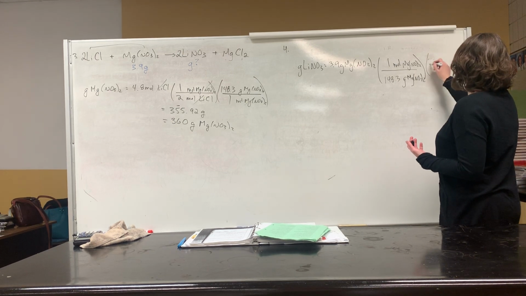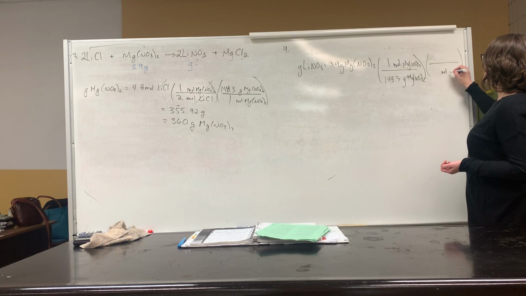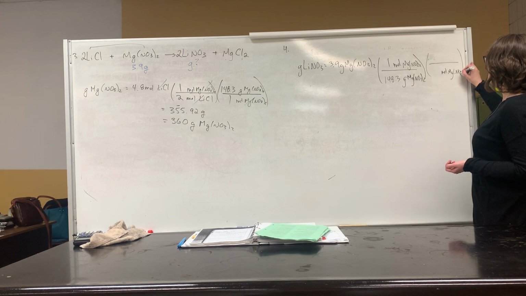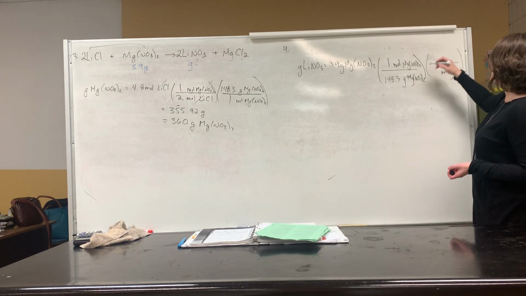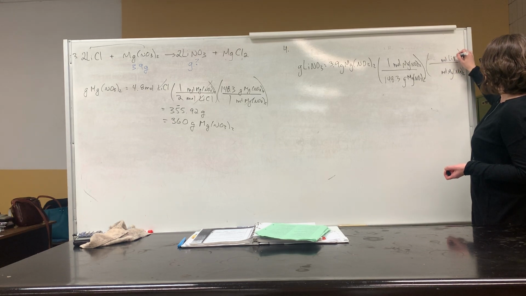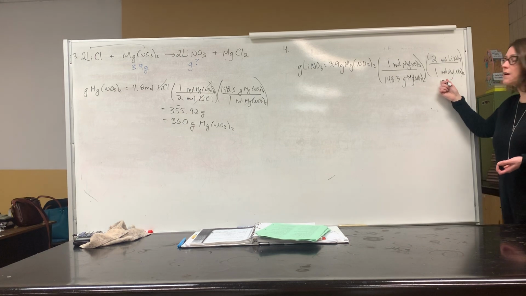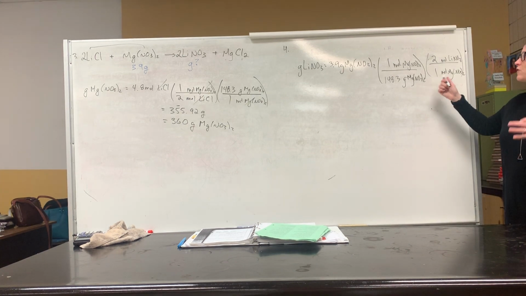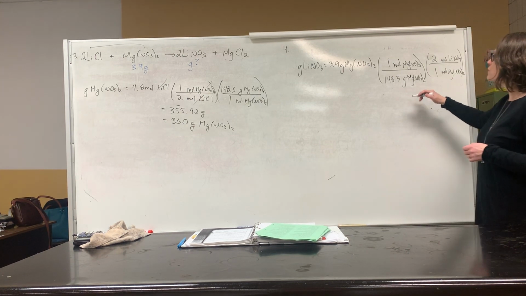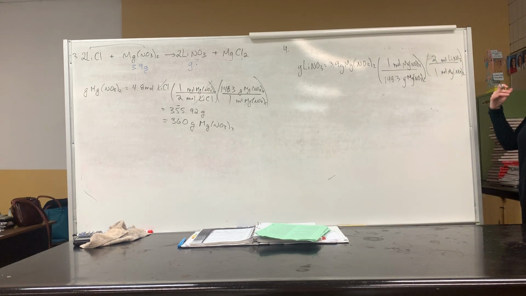So I want another bracket. So moles of magnesium nitrate goes on the bottom. I want to get rid of it. I've got to find moles of lithium nitrate on the top. And the ratio between those is 2 to 1. And those numbers come from the balanced chemical equation, the large coefficients. So if I stopped right now, I'd be in moles of lithium nitrate, which I don't want.